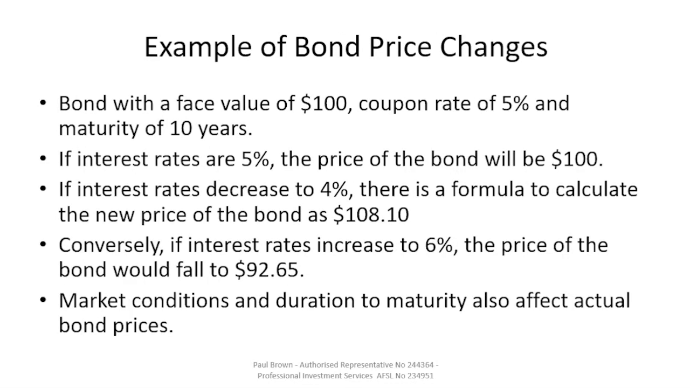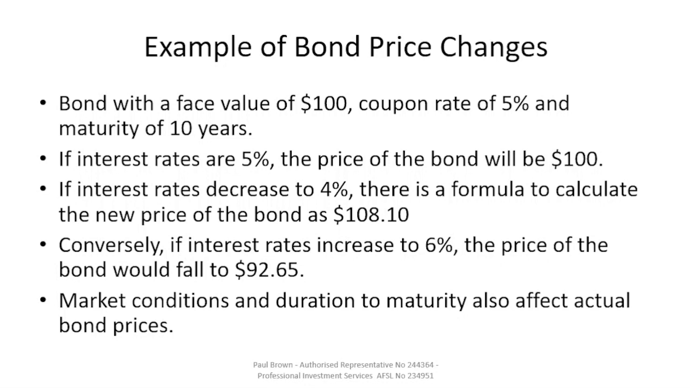Let's look at an example. So in this case, it's a fairly straightforward example. So you've got a bond with a face value or principal of $100. The coupon rate is 5%, so that's the return on the $100 each year. Okay, the maturity is 10 years. So if interest rates are 5%, the price of the bond is $100.